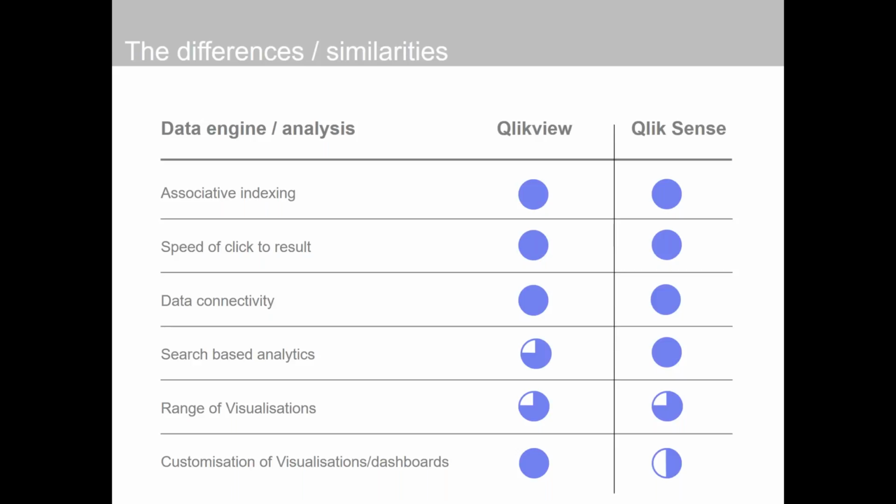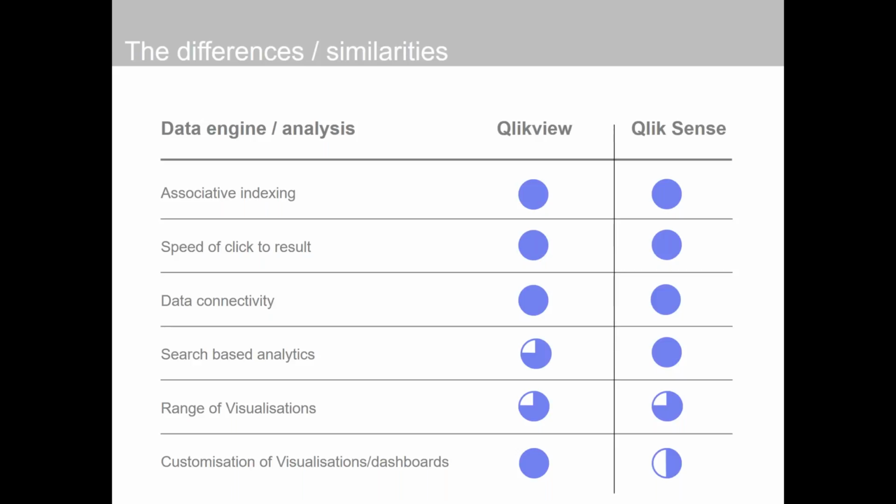Where there are some slight differences is under search-based analytics. In ClickView, you can have a search box and search across your data set. In Qlik Sense, it extends to actually being able to search on visualizations that you've created, so it will include names of visualizations in your search. In terms of the range of visualizations available, we've scored ClickView and Qlik Sense equally because ClickView has some visualizations which Qlik Sense doesn't have out of the box, and vice versa. Unfortunately, I think with any product you use, you're never going to get an absolute full list of every single possible visualization.